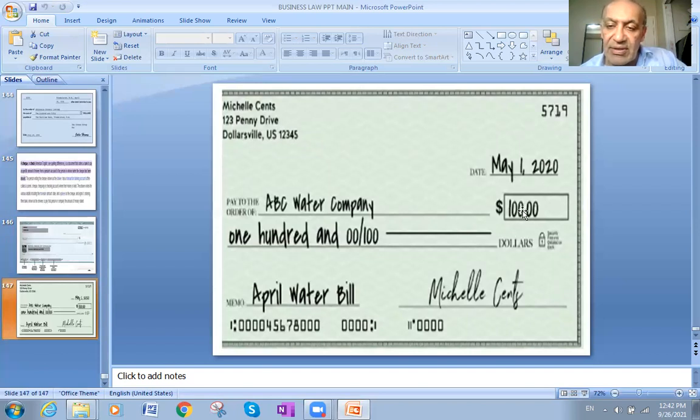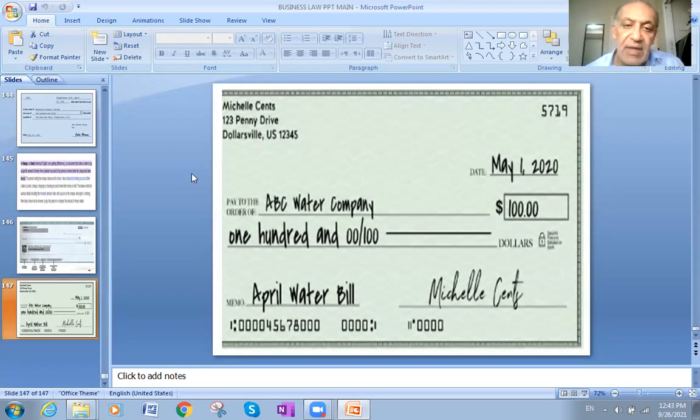So here the amount is written twice. Once it is written in numerics, and then it's written here again in alphabetics. 100 and 00 means no cents, 0 cents. So this is how to write it, and we close it also. We have to close the check with a line or whatever, so that no one will enter other numbers here. It will be clear that no one can enter numbers.